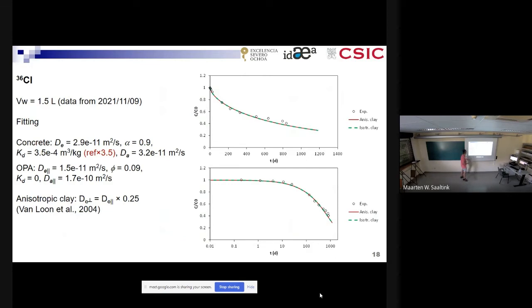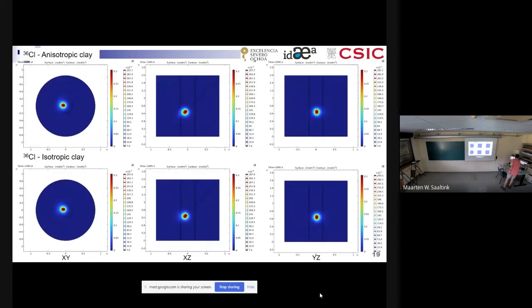You see there's this deviation again after 500 days, but it is not so obvious as it was in the case of tritium. Probably related to the sorbing behavior of chloride in the concrete. And these are the sections. Again, as you see, basically all the transfer is inside the concrete. There's a little bit into the clay, but not very much.